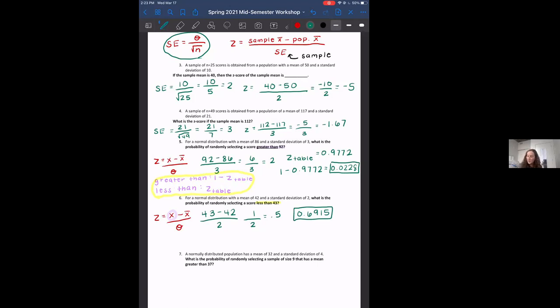A normally distributed population has a mean of 32 and a standard deviation of 4. What is the probability of randomly selecting a sample of size 9 that has a mean greater than 37? Can anyone tell me if we should use this equation up here, this equation, or this equation? The one with standard error, or the one with standard deviation. Which one should we use?